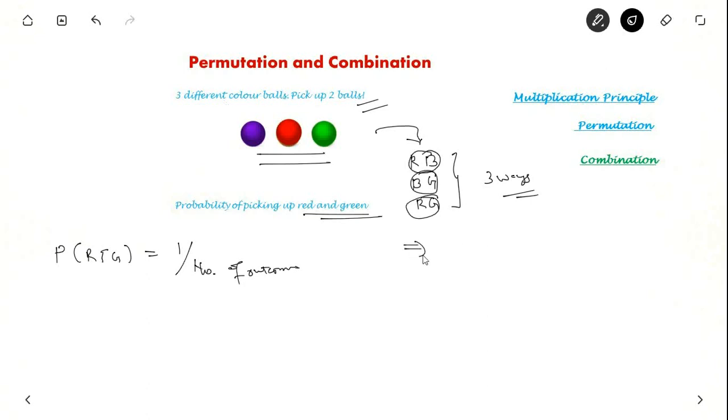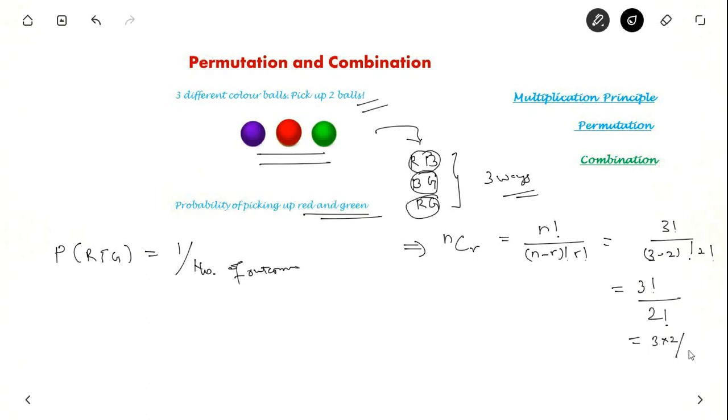So it is represented mathematically as nCr. Here n is 3 and r is 2. n factorial divided by (n minus r) factorial divided by r factorial. Here n is 3 factorial divided by (3 minus 2) factorial divided by 2 factorial. So this is again 3 factorial divided by 2 factorial, 3 into 2 divided by 2. So 3 ways. This is nothing but combination.